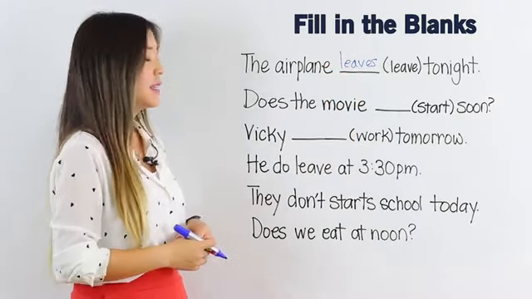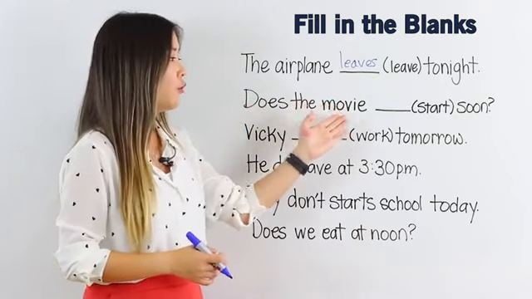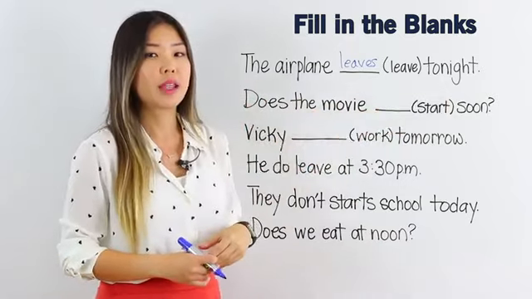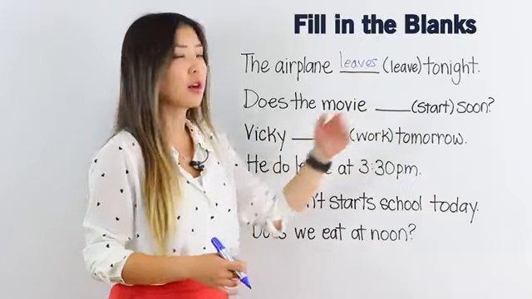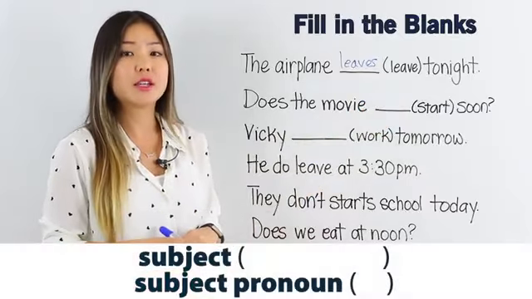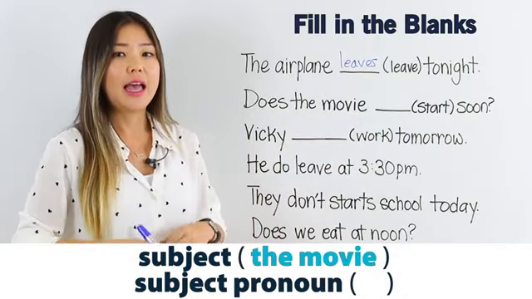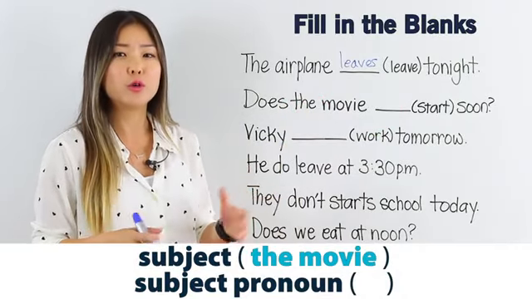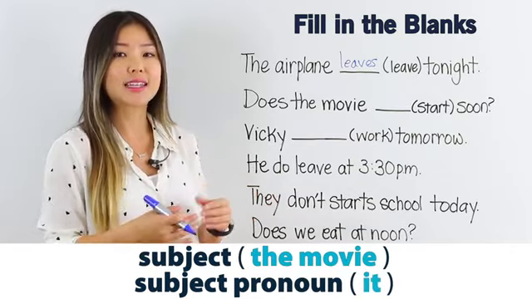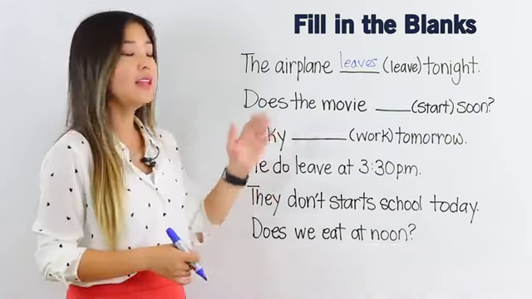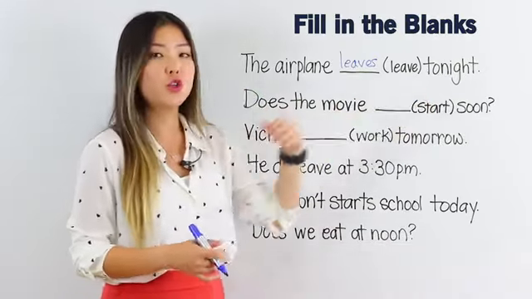In the second sentence, it says, does the movie blink soon? And we're using the verb start. What is the subject of this sentence? It's movie. And what subject pronoun do we use for movie? It's it. So it's like saying, does it blink soon?